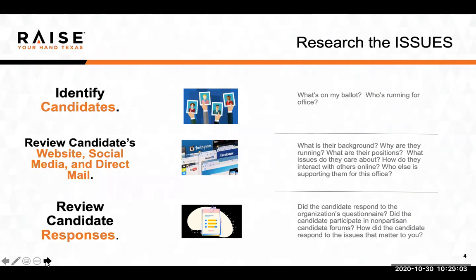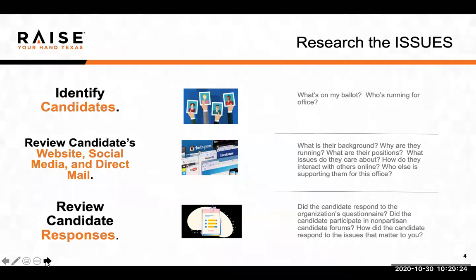Well, first of all, we probably ought to identify the candidates. Who's running? What's on my ballot? Then now that we know that, dig a little deeper, take a look at the candidate's website, their social media, hold on to the direct mail that you receive, and ask yourself some of these questions.